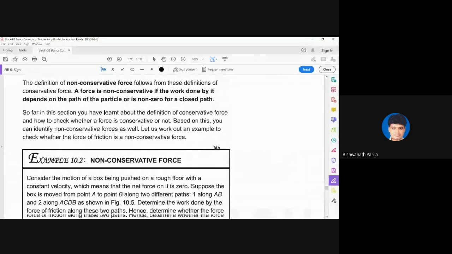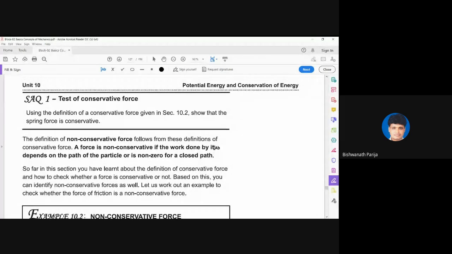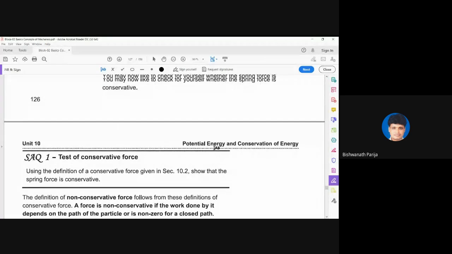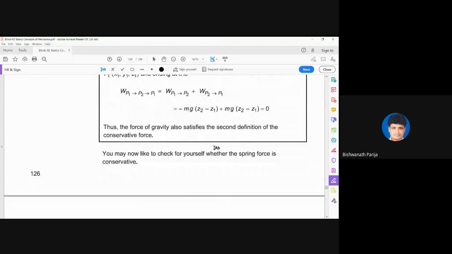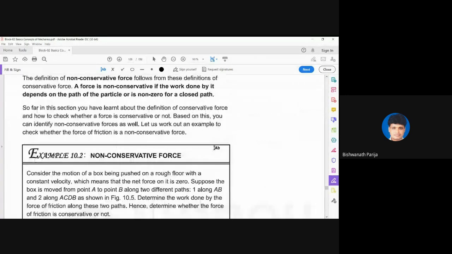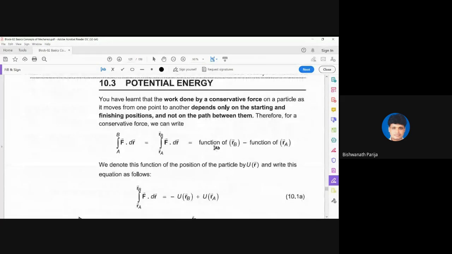Now non-conservative forces: I already told you the work done depends upon the path followed, and the work done over a closed path is not zero. We have to take the total work done. This is called non-conservative. Everyone clear?